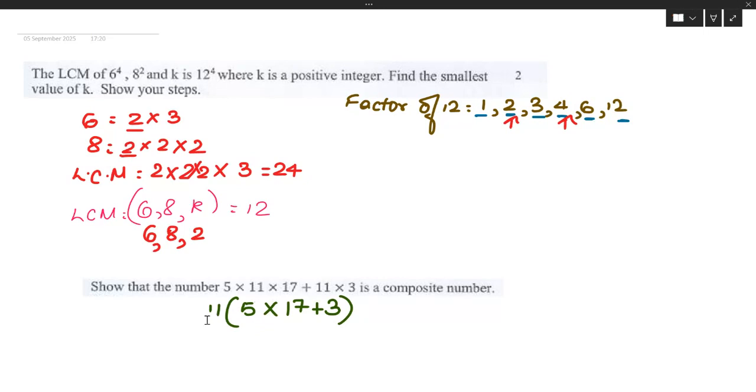So that I took outside the bracket, na? Only 11 is common. 5 into 11, just a minute, into 17 is there, na? 5 into 11 into 17, then plus 11 is there, then into 3. So we will do 5 into 17 plus 3. Correct? Now it is clear.